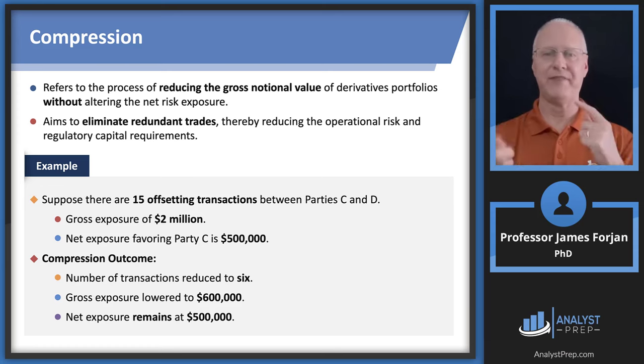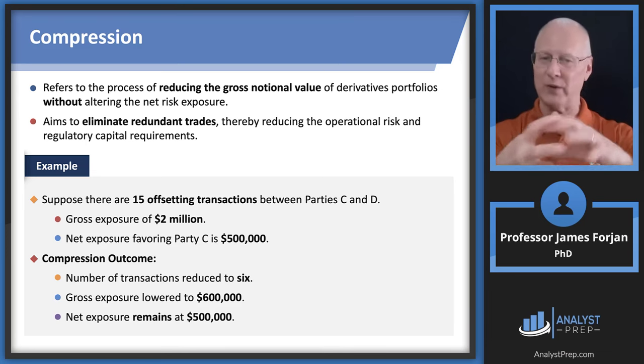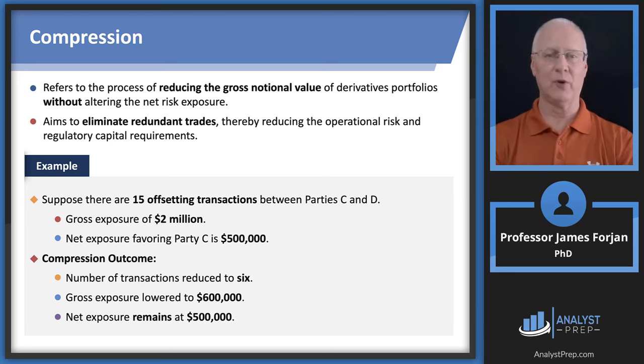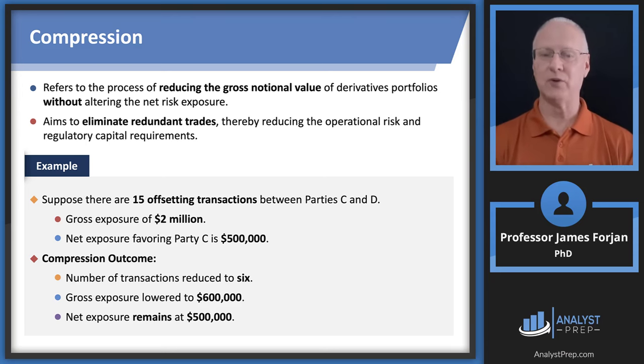So if you and I have 15 trades that's grossly exposed $2 million, what we can do is look at those trades and we can put them in a vise and squeeze them. We can compress them. So it's actually really only 6 transactions. I mean, there's a skill set in being able to compress. You compress them to 6. Gross exposure is now only 600,000, but net exposure is still the same.